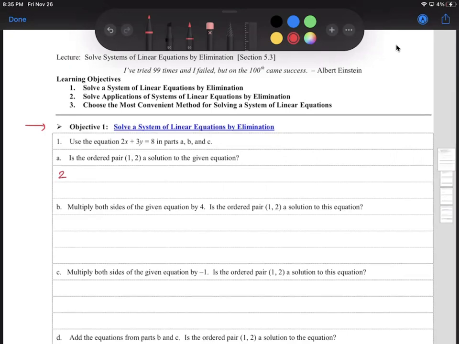So I have the left-hand side is 2x plus 3y. x is 1 and y is 2, right? This is my x, this is my y. Well, 2 times 1 is 2, plus 3 times 2 is 6, which gives 8. So yes, it is equal to 8, which is equal to the right-hand side. So we conclude that the ordered pair (1, 2) is a solution of the equation 2x plus 3y equals 8.